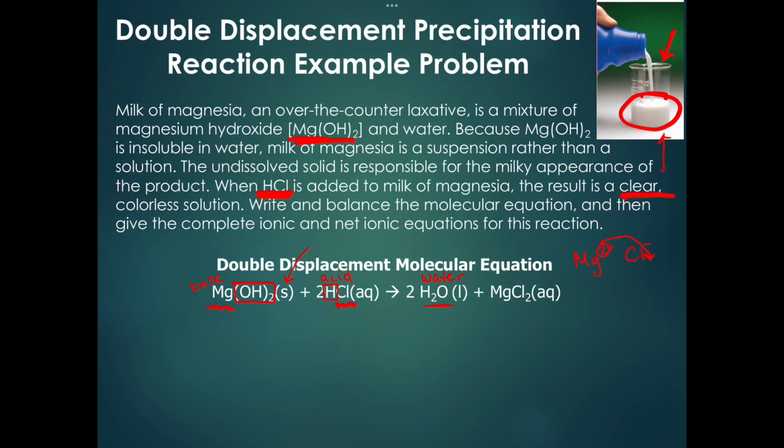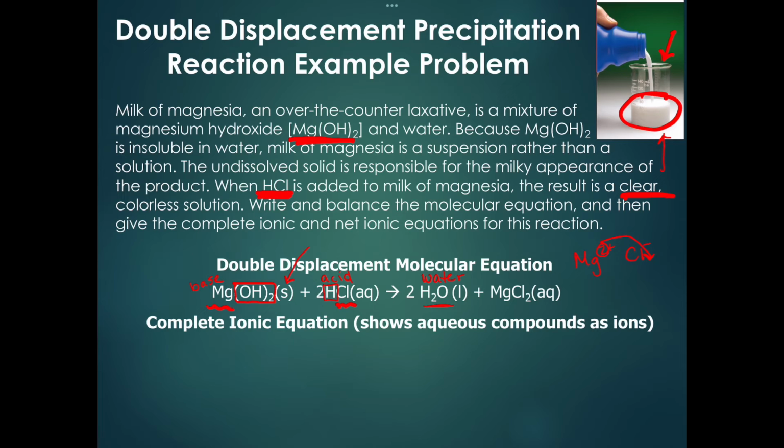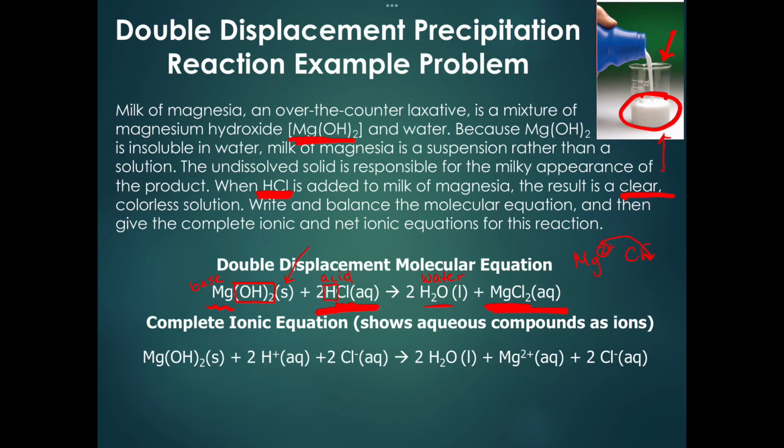This is going to change the way we write our total ionic equation and our net ionic equation, because now both of our reactants aren't aqueous, so this will look a little bit different. Remember, you're only going to split apart aqueous ionic compounds. Here is our complete ionic equation. We are going to split up hydrochloric acid and magnesium chloride because those are our aqueous ionic compounds. We are not going to split up magnesium hydroxide because it's a solid, and we're not going to split up water because it's a pure liquid. So again, magnesium hydroxide stays the same.